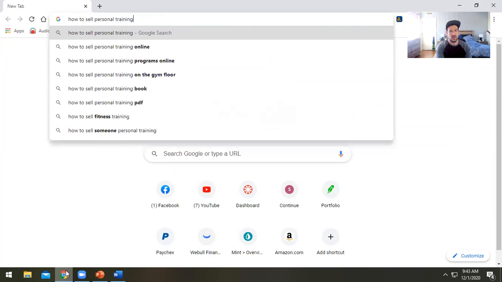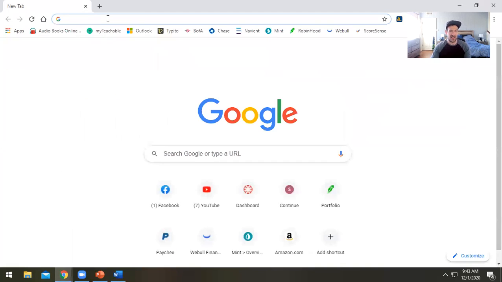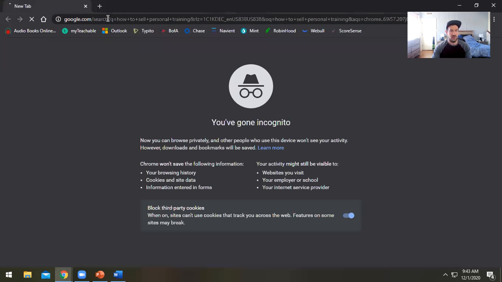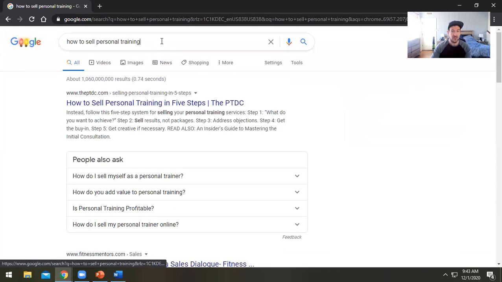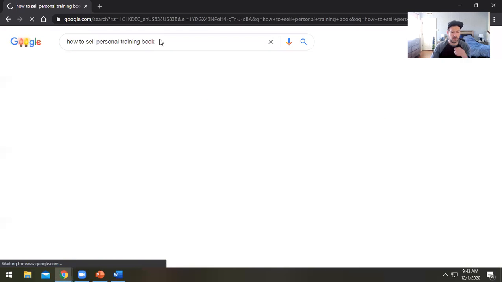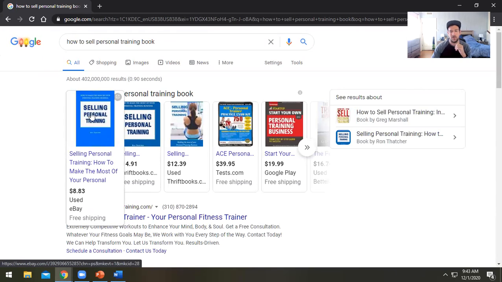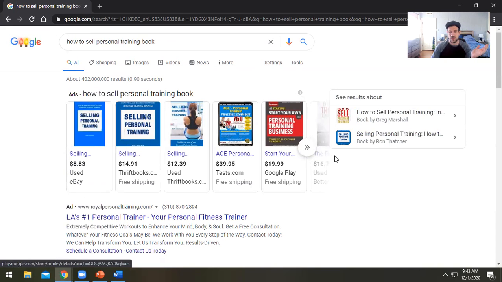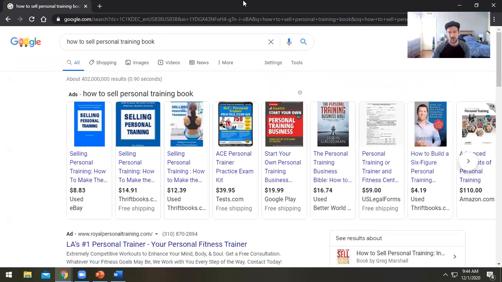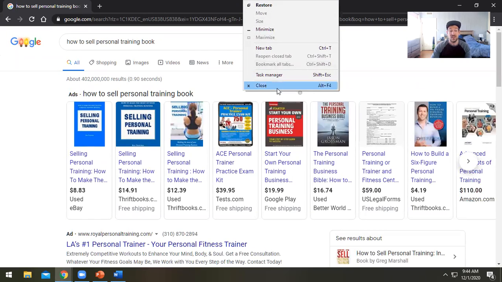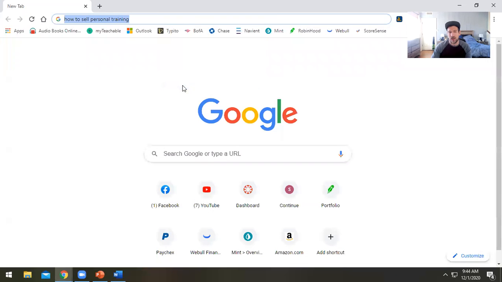personal training. Actually, hold on, I don't want these ads. How to sell personal training. It's a little blue book. Yeah, selling personal training, that's what it is. You'll see these around Sochi. They might even throw them in your bag every now and then. This little book is somewhat helpful.